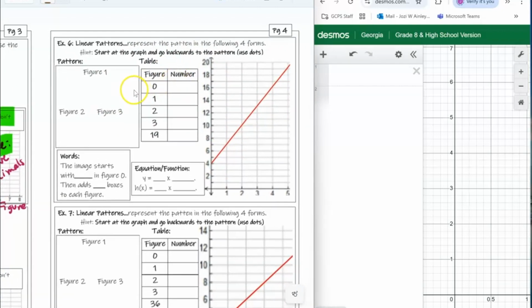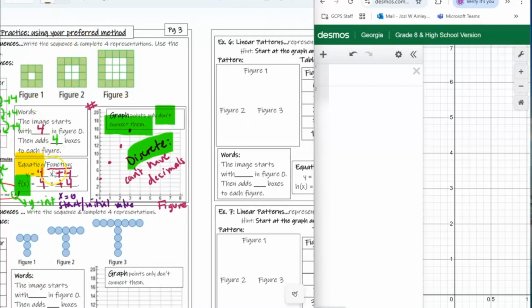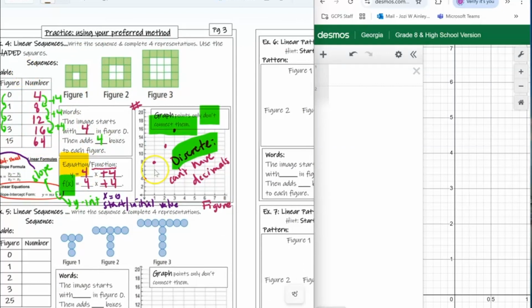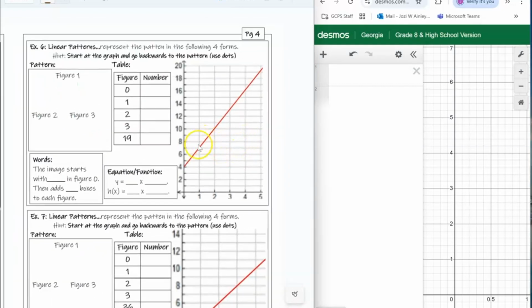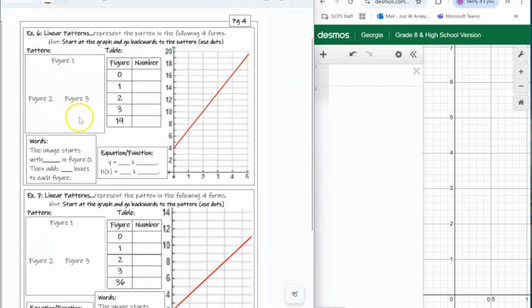Instead of being given a pattern and writing the function, filling out the table, graphing it, and explaining in words what it means, we're going to go backwards. You're going to be given a graph and you're filling out all the other representations. As always, I'm going to do example 6, and at the very same time, you are using what I'm saying to do example 7. But please make sure you also fill out everything I do in example 6.